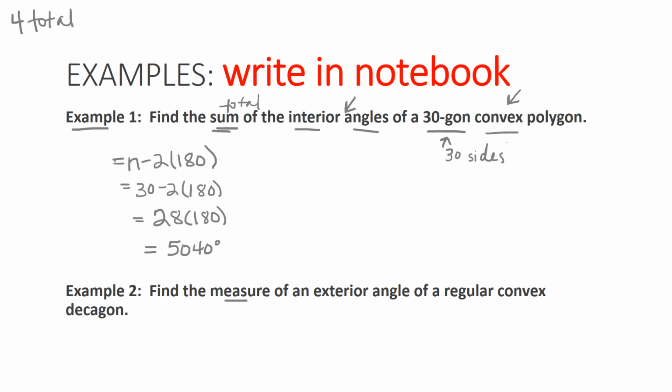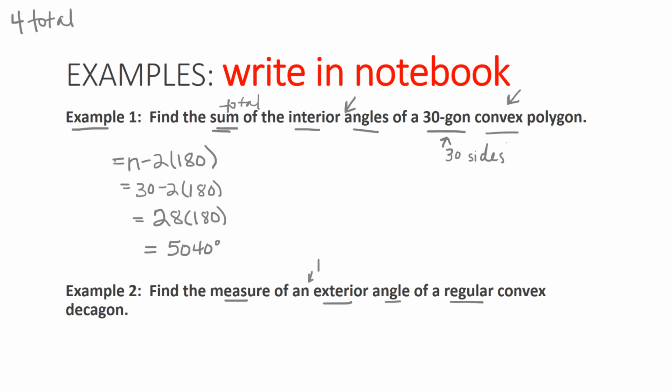In example 2, it wants us to find the measure of an exterior angle. So now if I'm talking exterior, that means I'm going to the right side of my foldable, because that's the part that is talking about the exterior angle of a regular convex polygon. Find the measure of n exterior. So n just means 1.